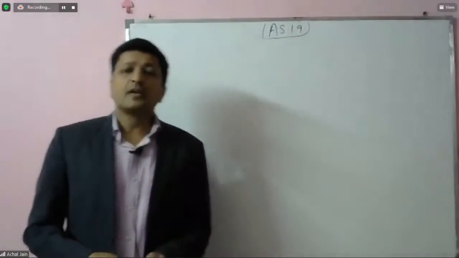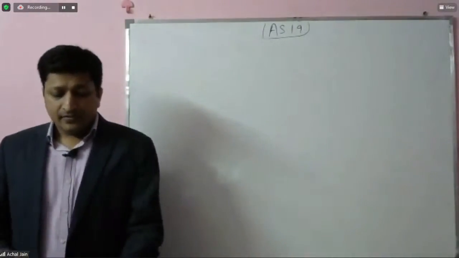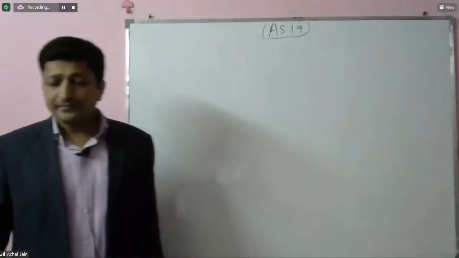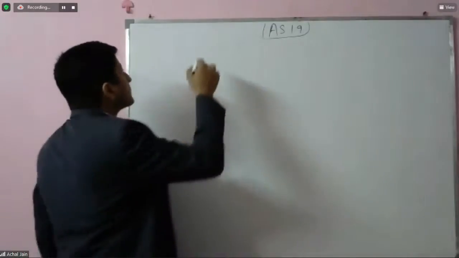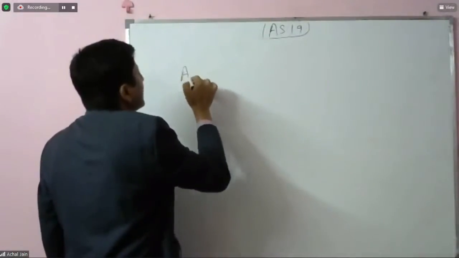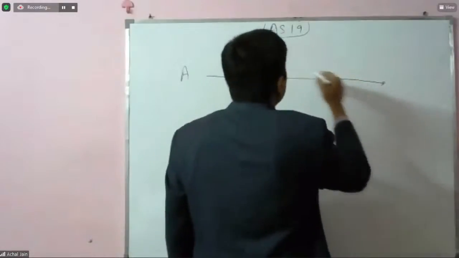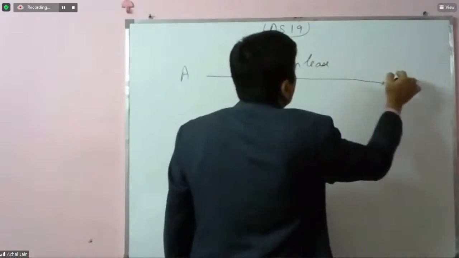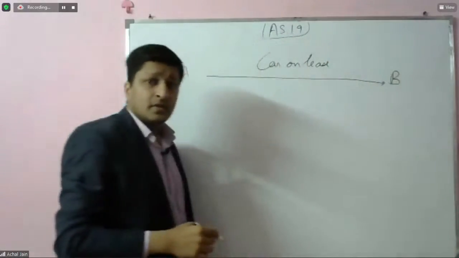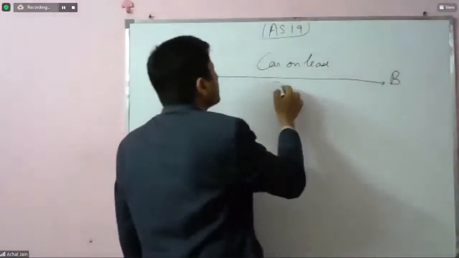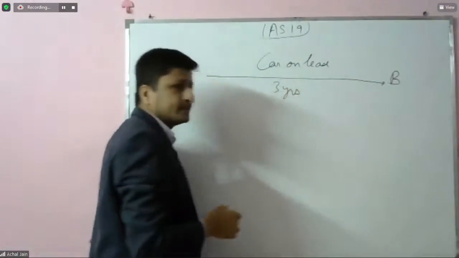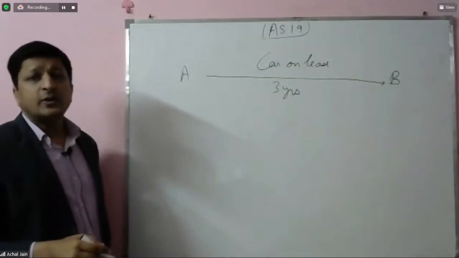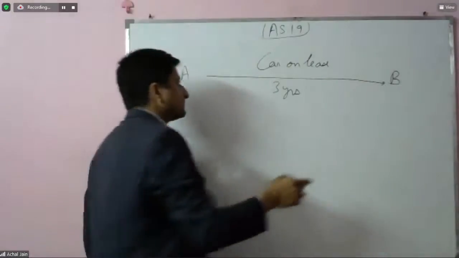Okay, so first of all, I have few questions. Who can answer this quickly? A has given car on lease to B. Yeah, car is given on lease for a period of 3 years. And B is required to make monthly payments to A.